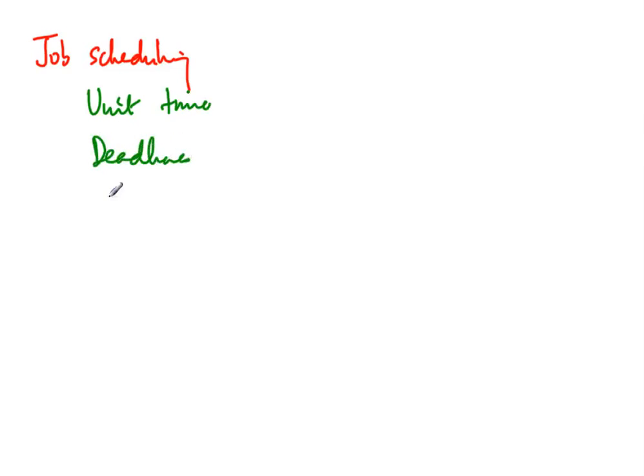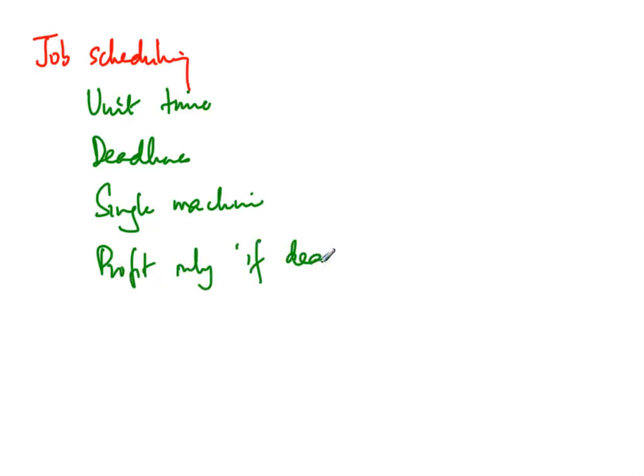So we have seen one version of job scheduling, okay, with unit time, deadlines, single machine, okay, and profit only if the deadline is met. And this has a greedy solution. Now there are many variations. We have already seen one variation earlier. So we could have one machine or many machines.